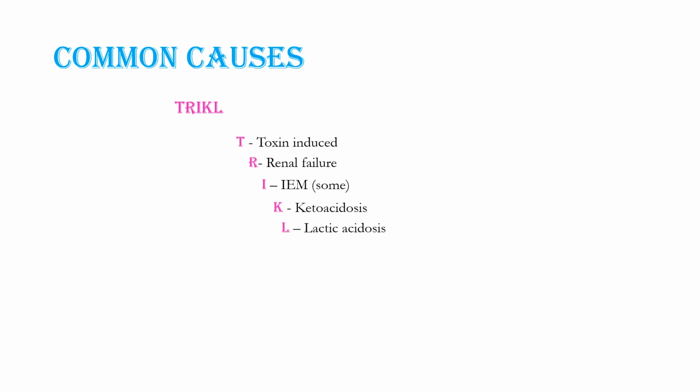Now, there are certain clinical scenarios in which you can get this high anion gap kind of metabolic acidosis, and we can commonly remember it with a mnemonic which is referred to as trickle. So the common causes of increased anion gap metabolic acidosis are toxins, then renal failure, some cases of inborn errors of metabolism, ketoacidosis, which is generally diabetic ketoacidosis seen in children, sometimes starvation ketoacidosis as well, and lactic acidosis, which is the most common cause of high anion gap metabolic acidosis encountered in children.